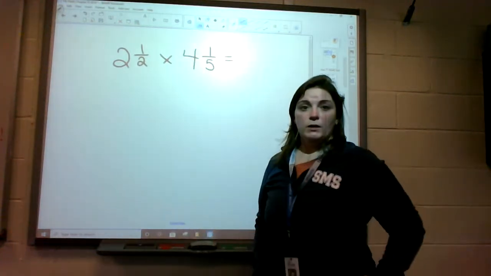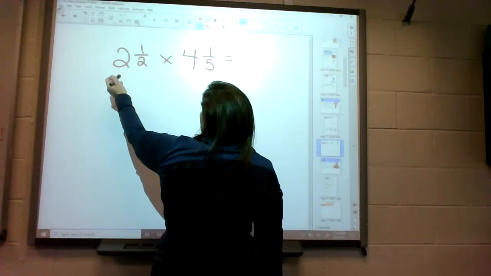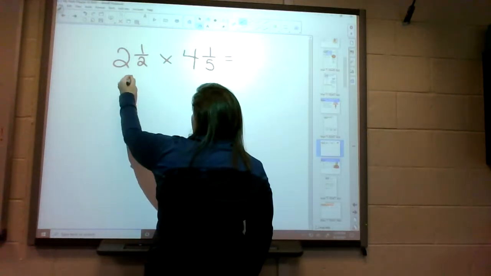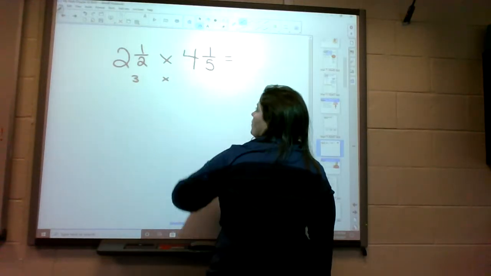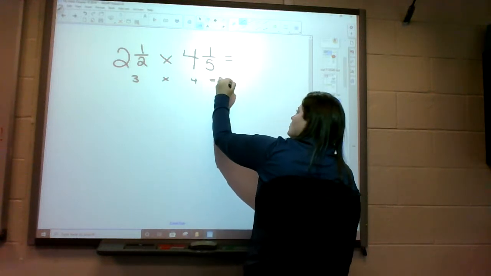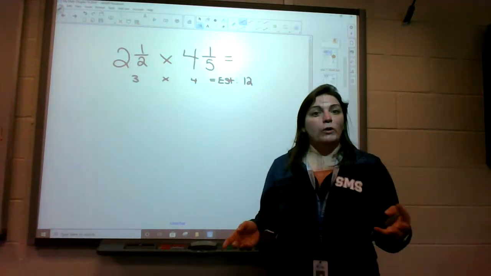If I estimated this, I can round both of these. 2 and 1/2 is close to either 2 or 3. I usually round up. And 4 and 1/5 is close to 4. So I'm getting an estimate of 12, meaning that my answer should be somewhere around 12.